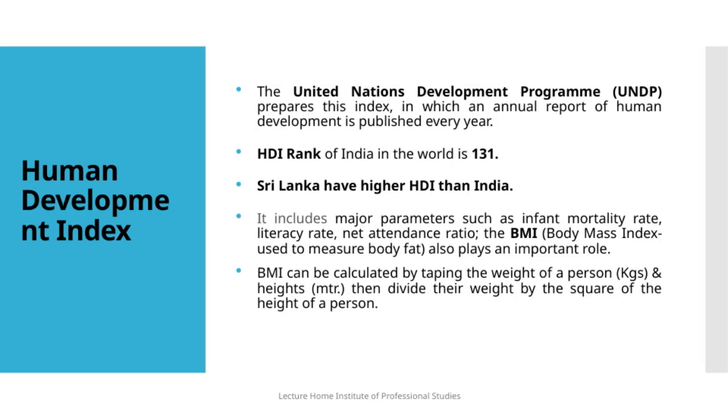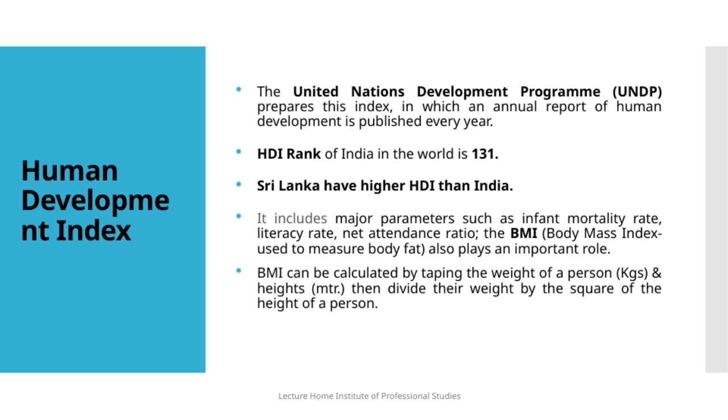Let's take a closer look at the Human Development Index, or HDI, and how it helps us understand development levels across countries. The United Nations Development Programme, or UNDP, is responsible for preparing this index, which is updated annually with a comprehensive report on human development. Now, if we look at India's position in the world, its HDI rank is 131. That gives us a sense of where India stands globally in terms of development. Interestingly, Sri Lanka has a higher HDI than India, indicating better overall development indicators.